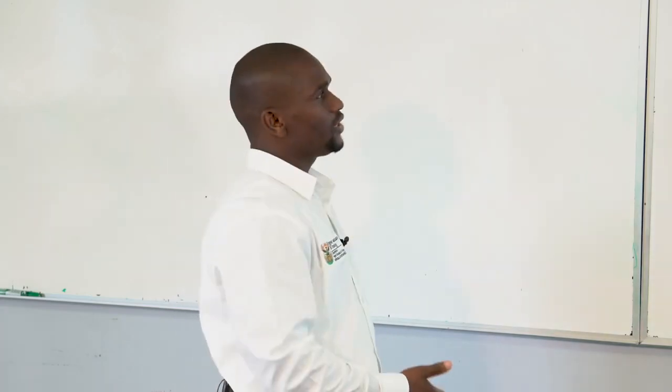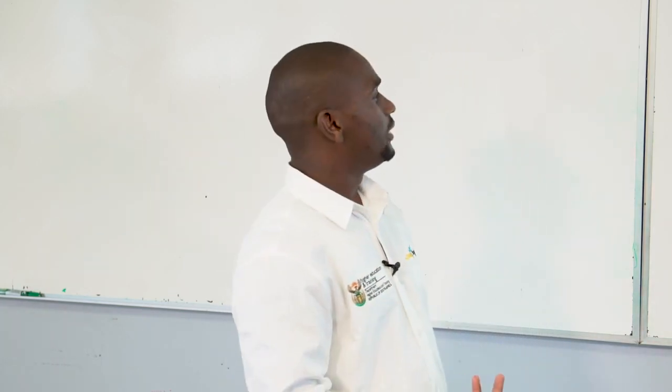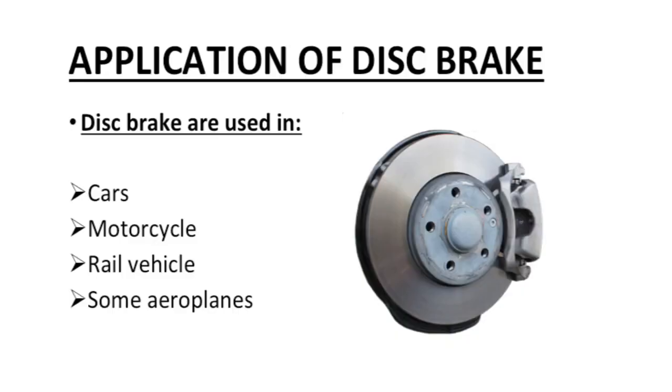Then applications of the disc brake. Where is it applicable? Disc brakes are used in cars, small vehicles, motorcycles, rail vehicles, and some aeroplanes. So this is the type of brake that we're talking about there.